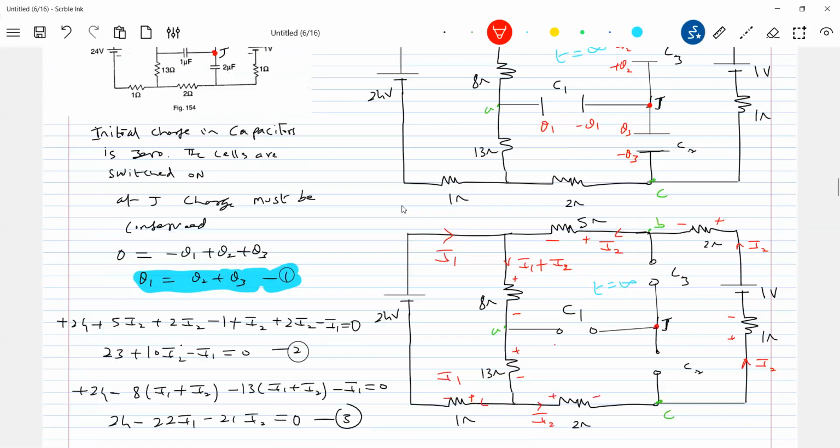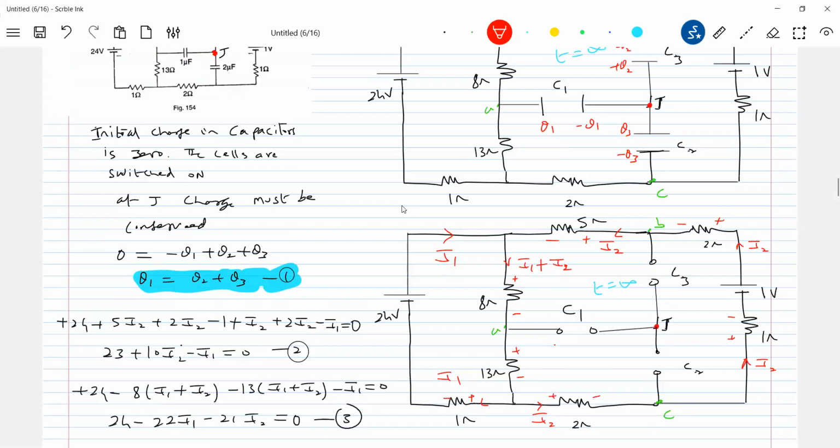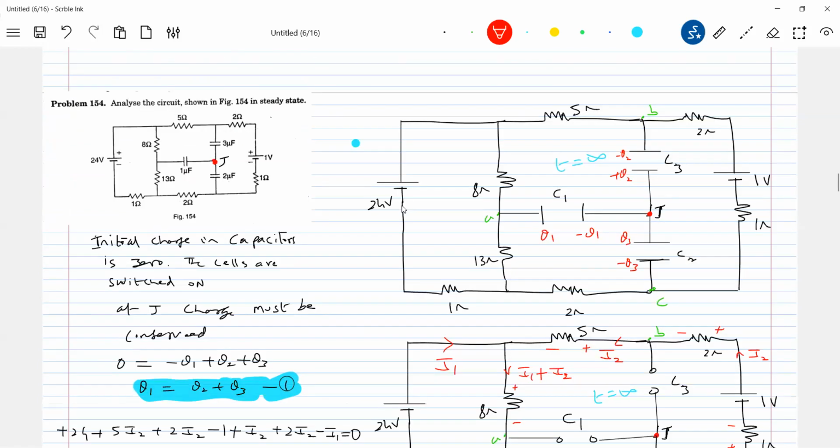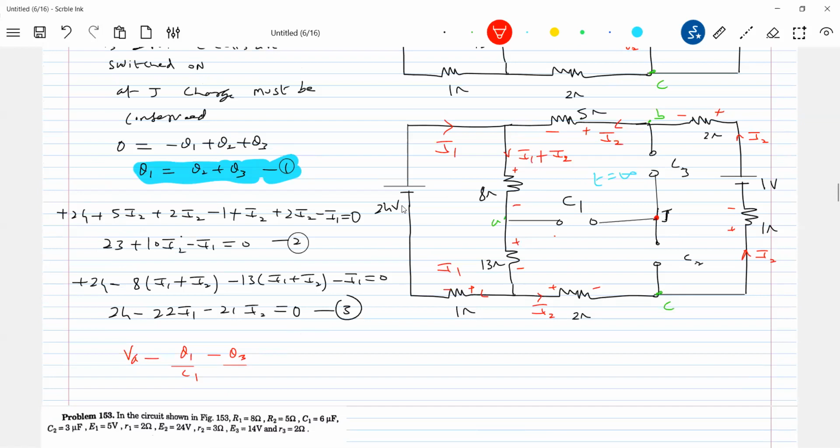So writing the loop equation, VA, Q1 by C1 minus, this is Q3. VA minus Q3 by C3 minus VC equal to 0. VAC, how to calculate VAC after getting I1, I2? Again, we have to calculate VAC. How to calculate VAB? Symbol VAB.